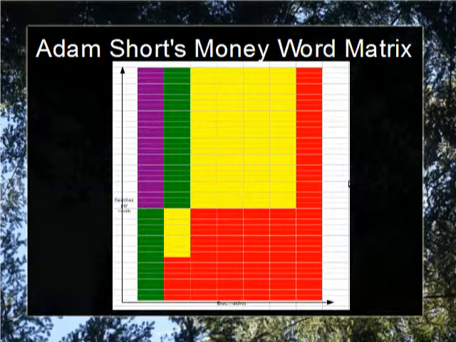Adam Short approximates these curves with what he calls a money word matrix. It looks like this figure. It does make it a lot easier to look up whether a keyword is excellent, good, fair, or poor.